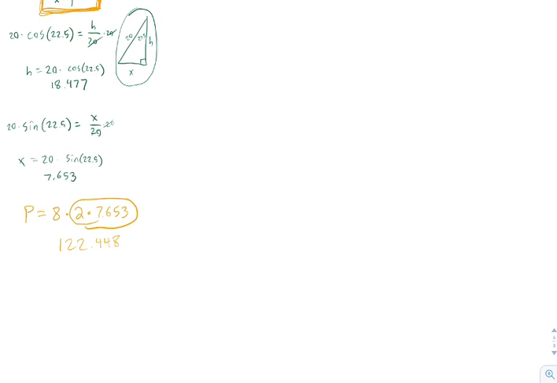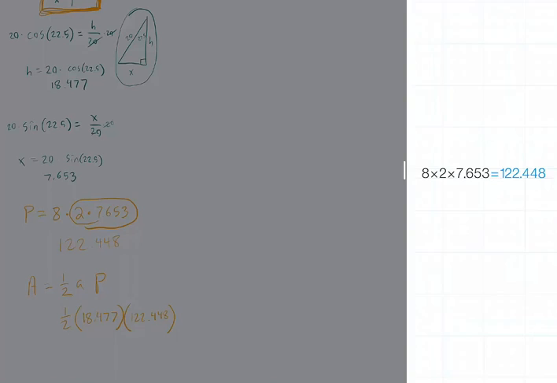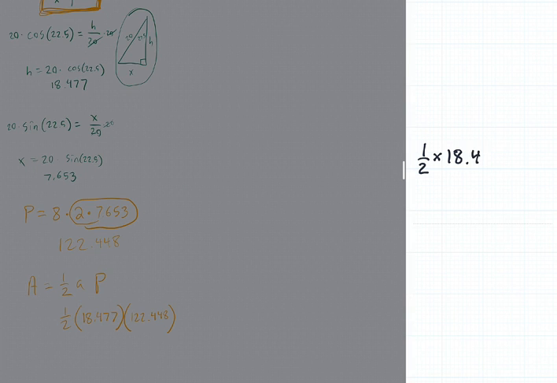122.448. And then the area of my shape is simply 1/2 apothem perimeter. So 1/2, and then my apothem is 18.477 times the perimeter, which is 122.448. Okay, so that's 1/2 times 18.477 times 122.448.